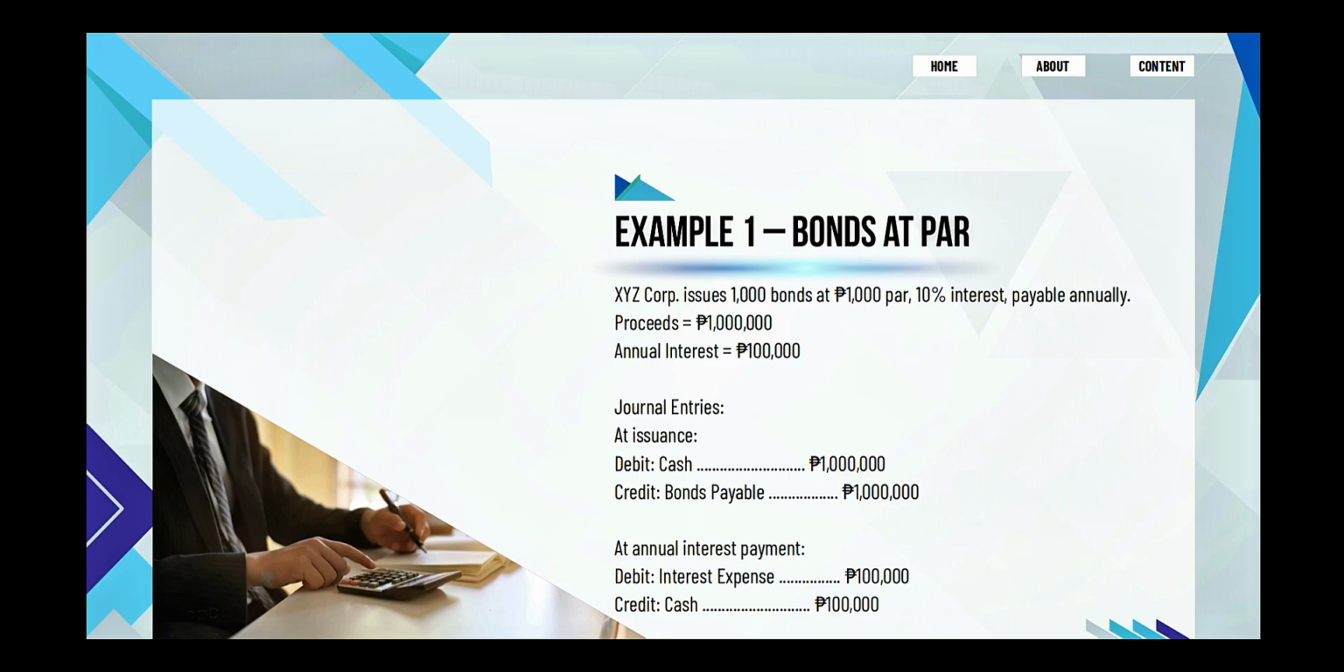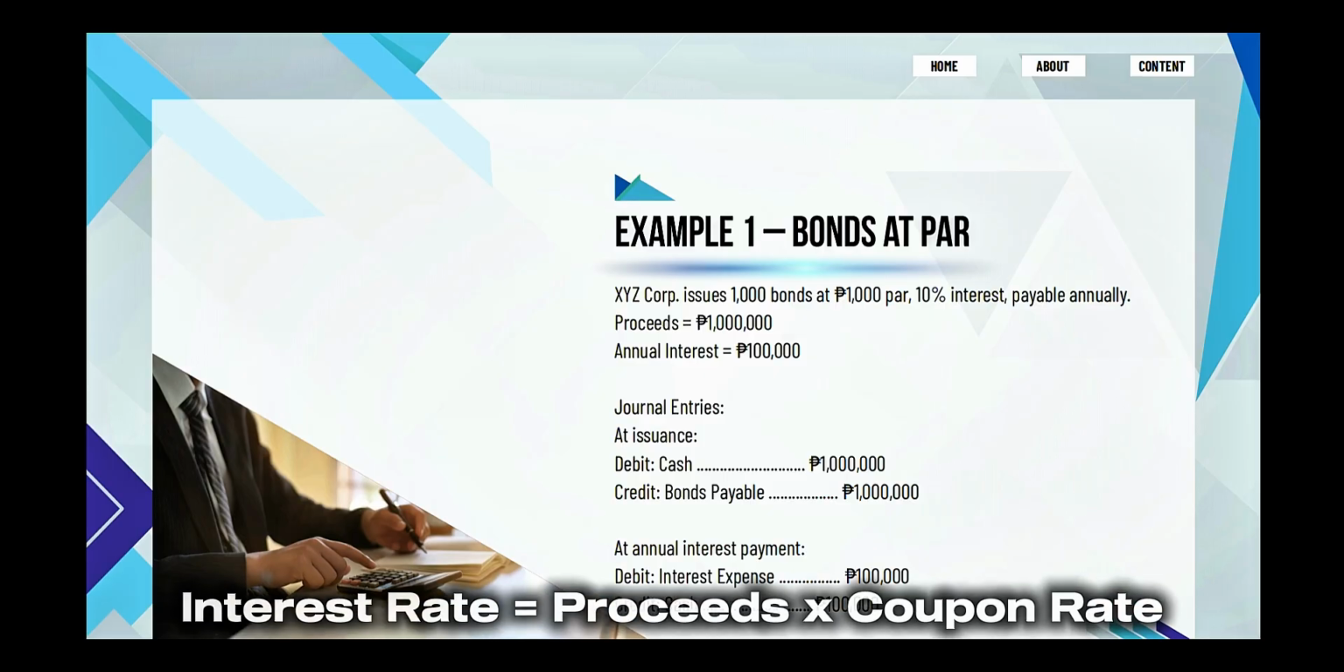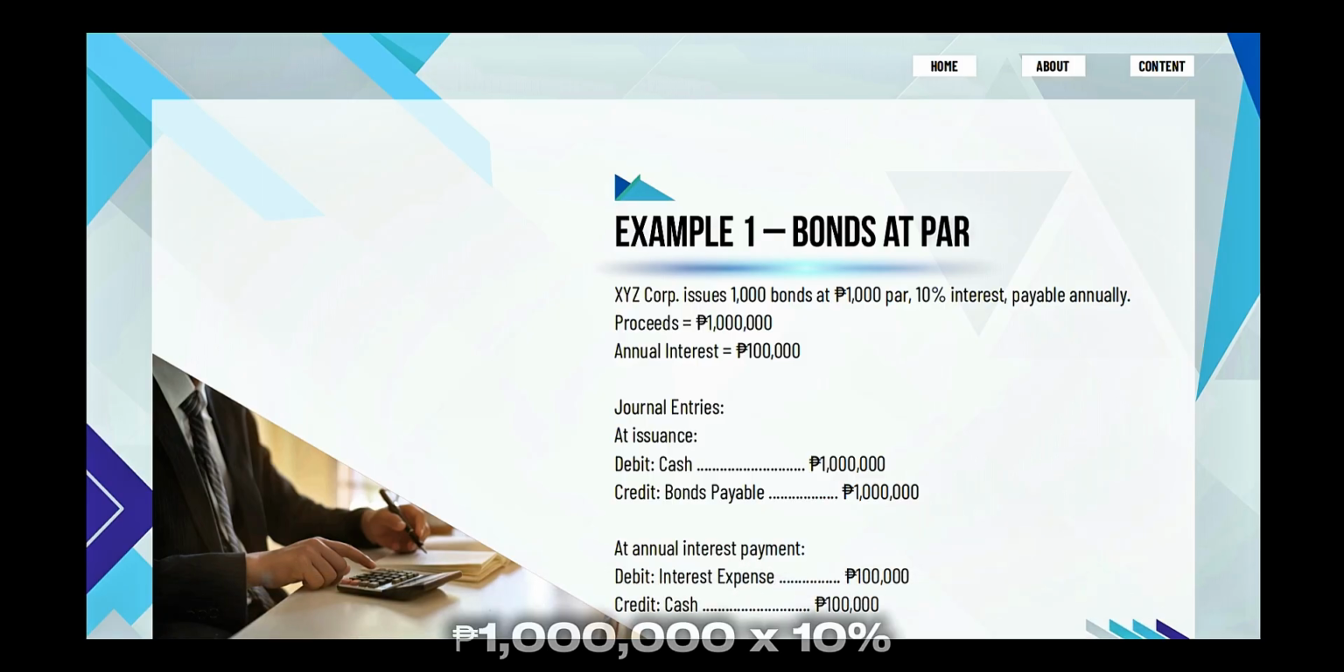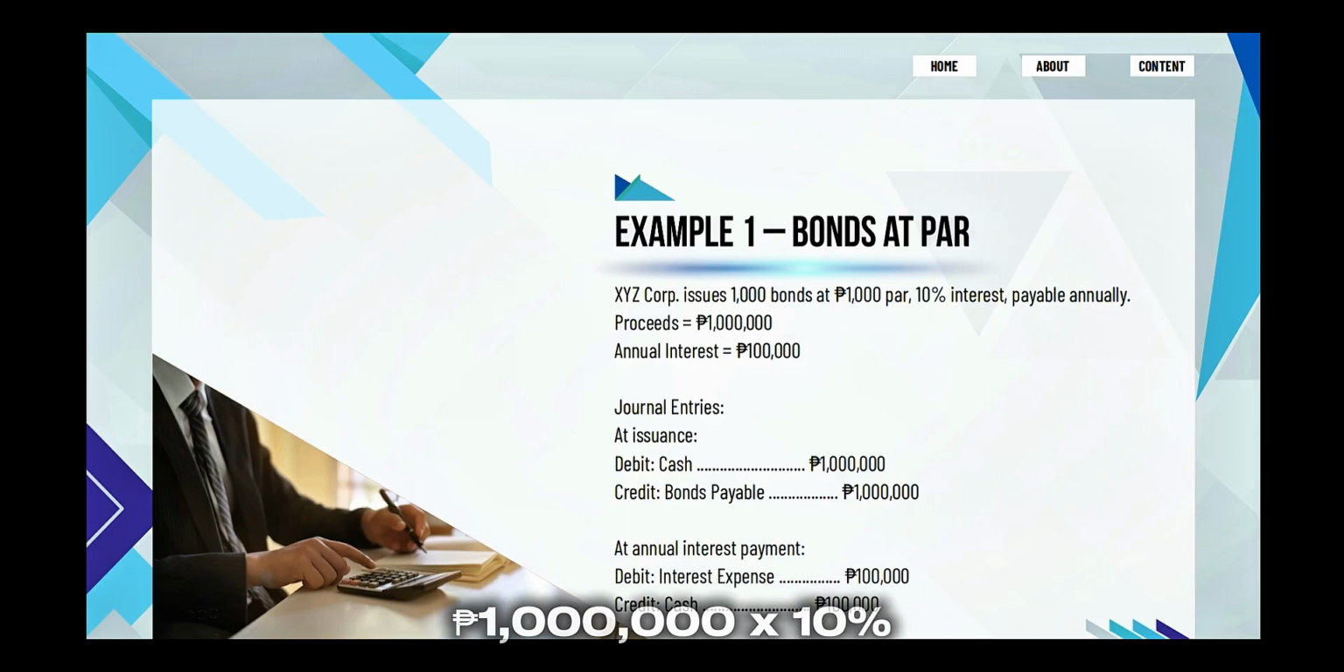Take note, guys, this is under issuance. Now, to get the annual interest payment, you just need to remember the formula. And the formula is interest is equal to proceeds multiplied by the coupon rate. And that is 1 million pesos multiplied by 10%. And that is 100,000 pesos. Now, of course, to journalize the entry, that is debit to interest expense 100,000 pesos, credit to cash 100,000 pesos.